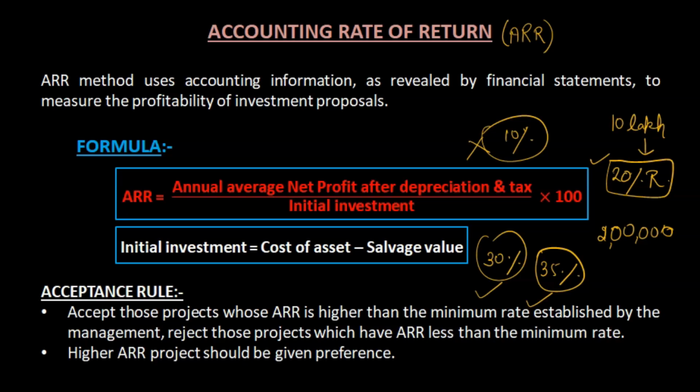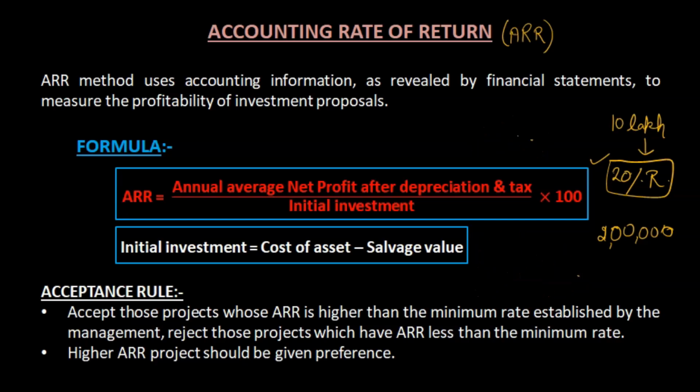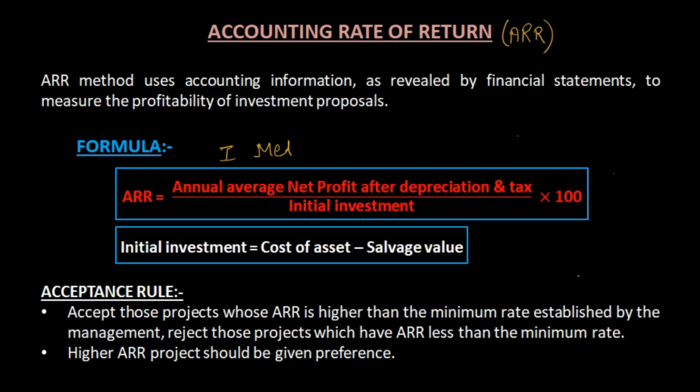Okay, so about ARR, we have this formula. Let's see the formula. We have two methods through which we can find out ARR. This is the first method that we are going to see today, and in the next video we will be seeing about the second method. So only a minor difference is there, you will get to know about it. So ARR is annual average net profit after depreciation and tax divided by initial investment multiplied by 100.